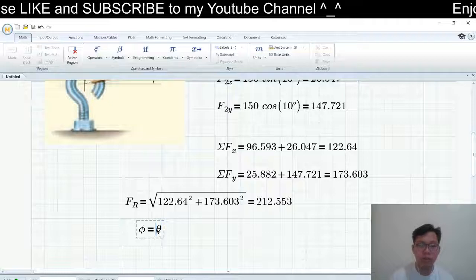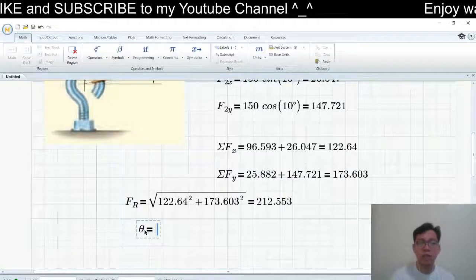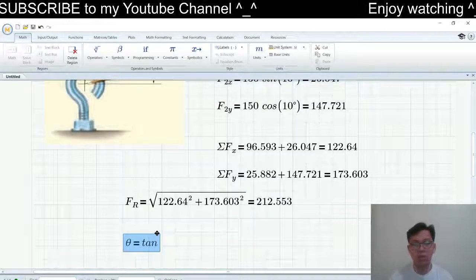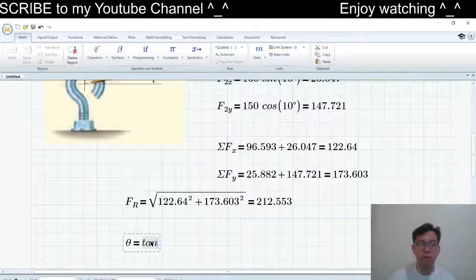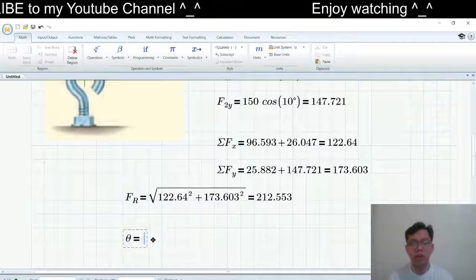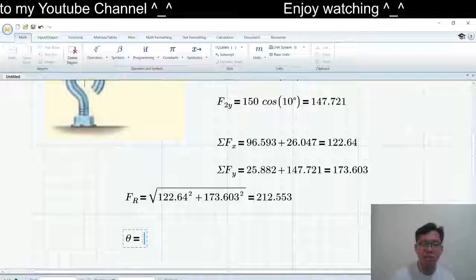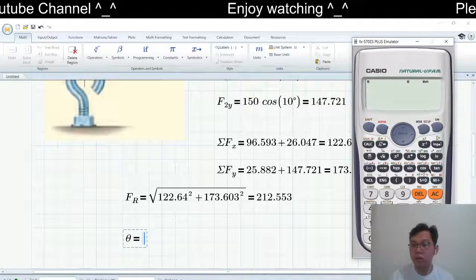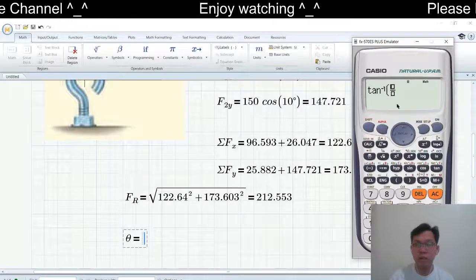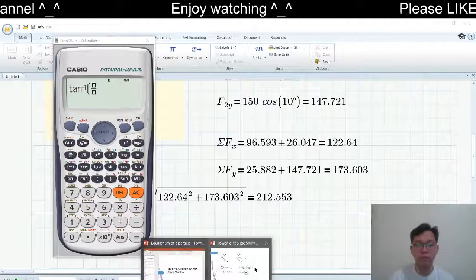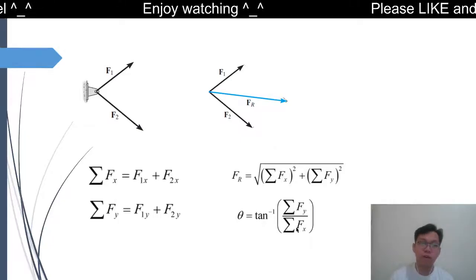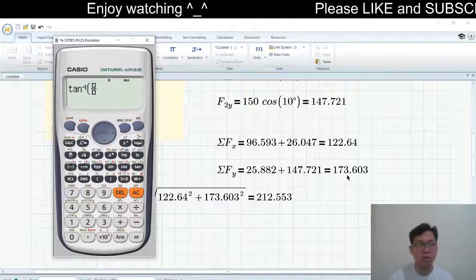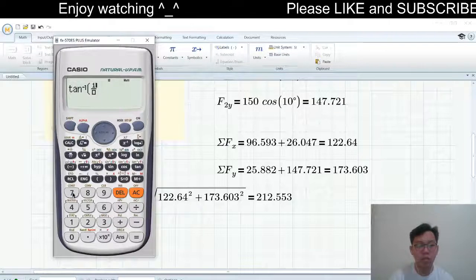So, the angle theta, again, is equal to tangent, no? Or tan. Anyway, sa calculator na lang kasi hindi ko alam kung ano yung signage nito. So, sa calculator natin ilalagay. So, arctan, Fy over Fx. So, ano yung summation ng Fy? That is actually 173.